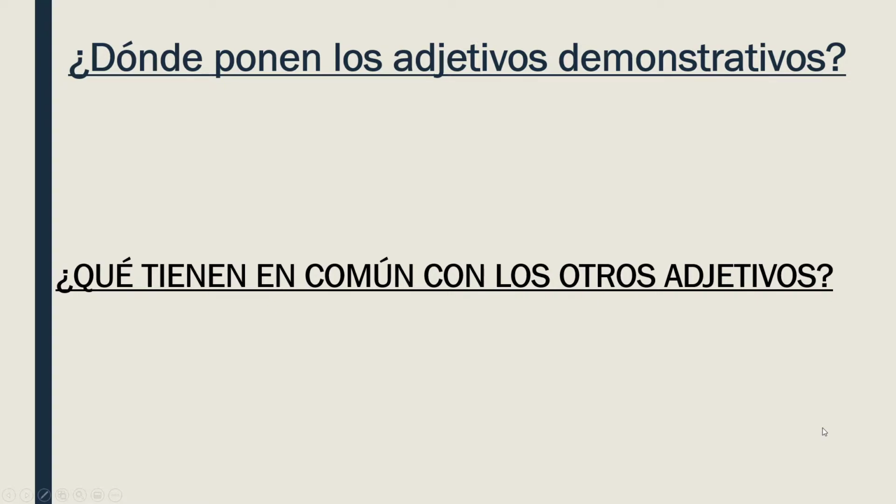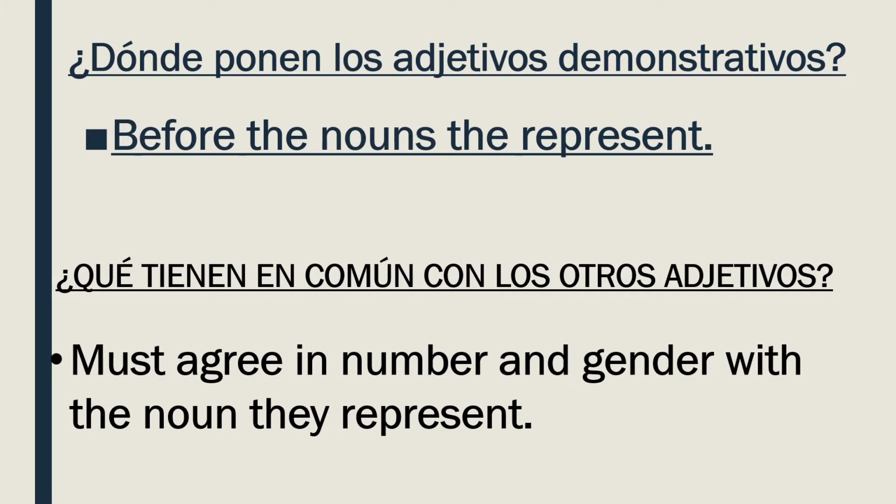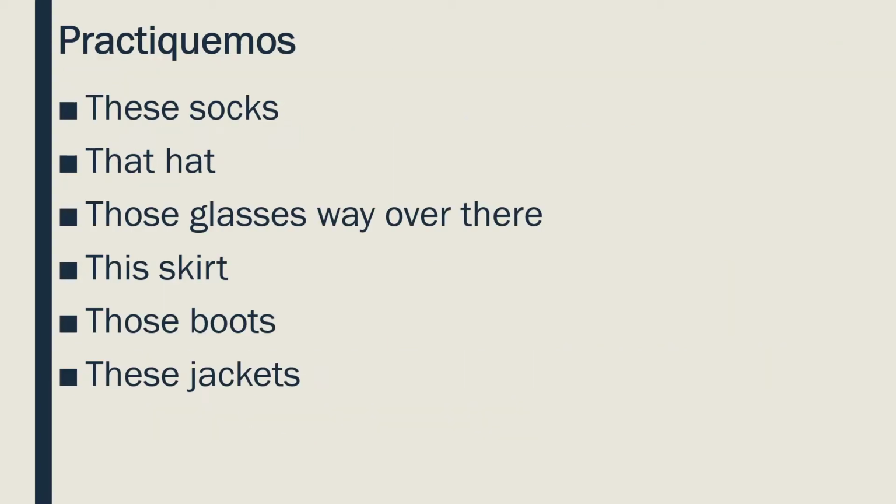¿Dónde ponen los adjetivos demostrativos? Where did these particular adjectives go? You remember? In front of the nouns that they represent. Okay, remember, most of our adjectives come after. There are some that come in front. This is one set that comes in front. Okay, ¿qué tienen en común con los otros adjetivos? And these adjectives have the same thing in common with all adjectives. They must agree in number and gender with the nouns that they represent. All right, vamos a practicar.